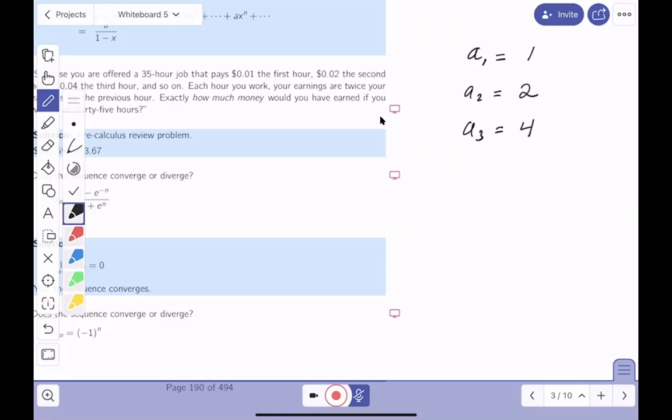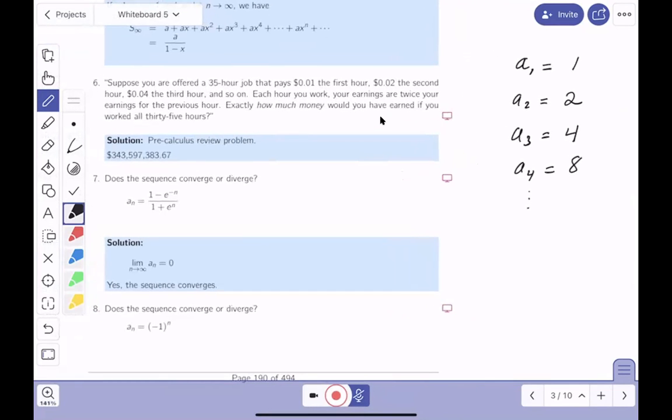Like you can give me a penny for the first hour and then 2 cents and then 4 cents. I'm not going to take that job. And then you're only going to make me work for 35 hours. That's crazy. I'm not going to go there. What's A4? That's going to be 8. Right? And then I'm really tired. So, well, how long am I going to work? 35 hours, right?